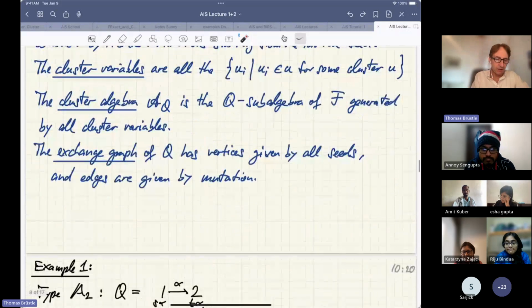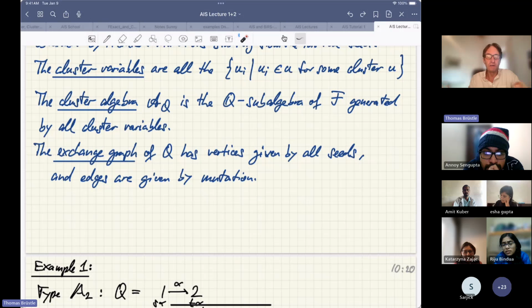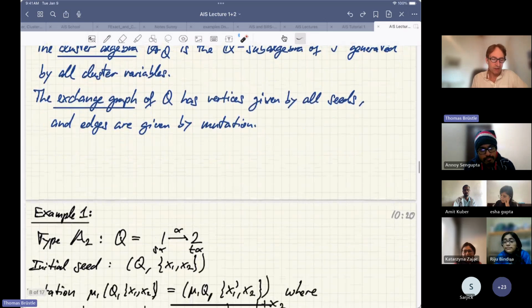No, I forgot one notation. The exchange graph is the graph that describes the mutations. The graph has as vertices the seeds, and edges are given by mutation. This is called the exchange graph. Okay, so let's start. We started yesterday already.